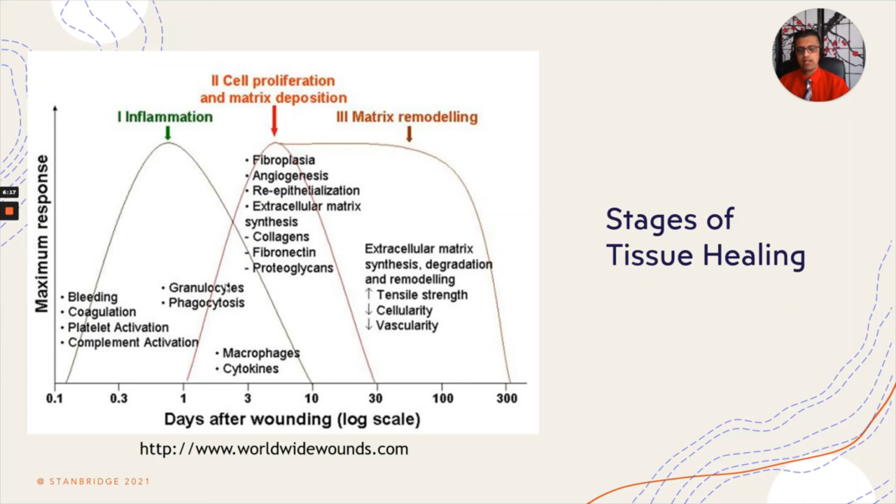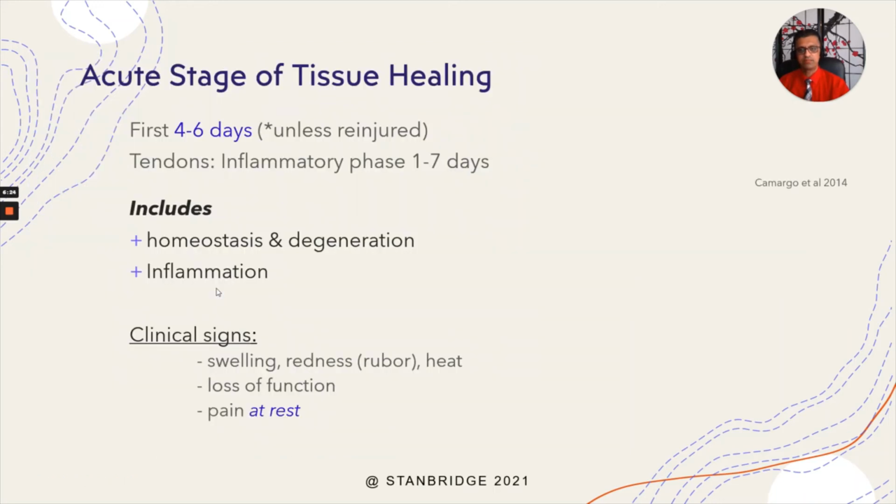So again, the book does a good job of going through this, but in a nutshell, these are the stages of tissue healing. So let's reinforce this material because it's very important. The acute stage of tissue healing is the first stage, the first 4 to 6 days, unless re-injured. If you sprain your ankle, and you don't rest it the 4 to 6 days and you go back and play again, you re-injure it, well, then you start all over again.